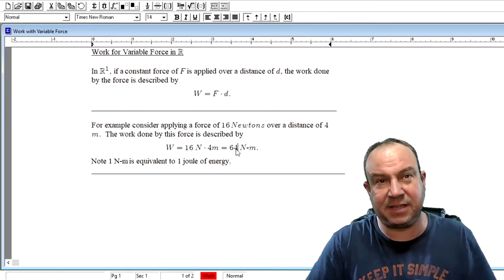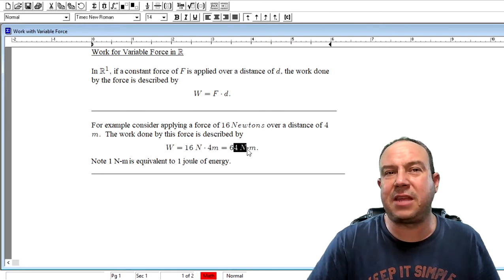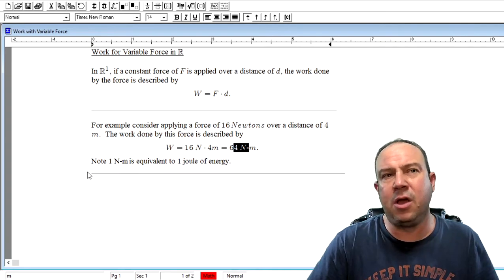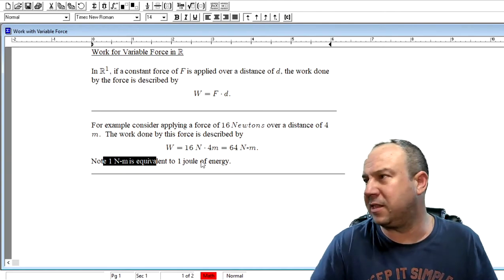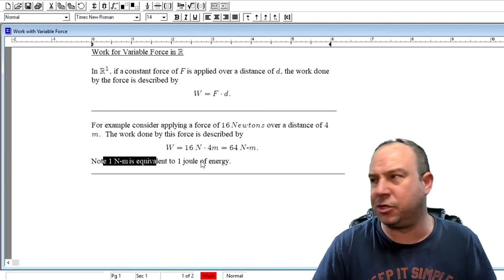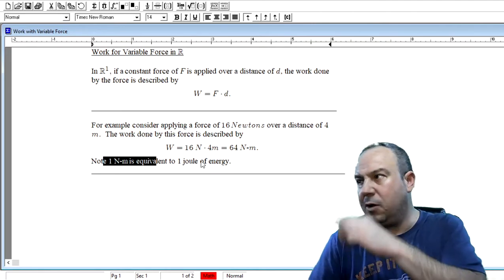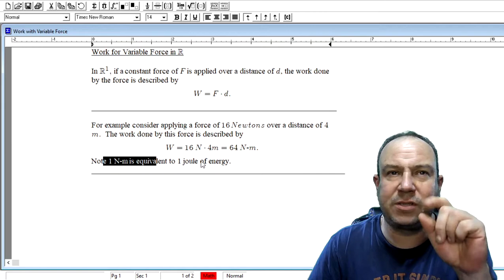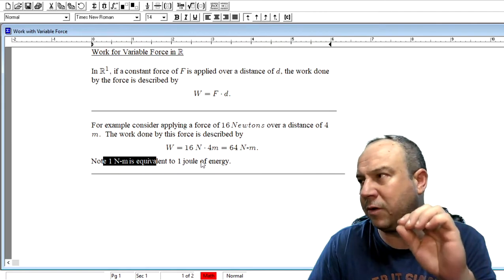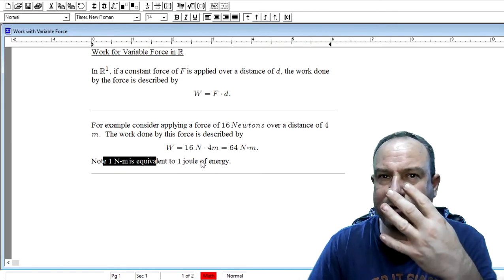I had 16 in there. I don't know what I was thinking. But that does become 64 Newton meters. One thing we do note is that a Newton meter is equivalent to 1 joule of energy when looking at the concept of work and energy. But in this case, we had a constant force of 16 newtons being applied over a given distance of just 4 meters.